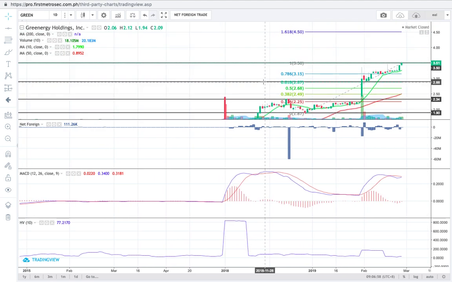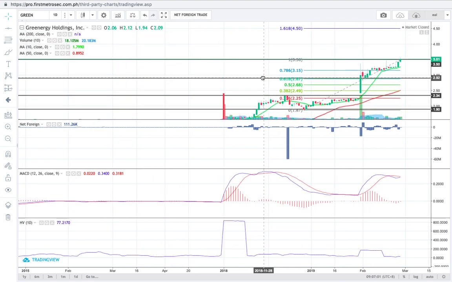So now our psychological resistance, not historical, but psychological resistance, is positioned near 4.50. That's the 161.8%, the 61.8% Fibonacci extension. So I can now say that the psychological resistance of Green is now pegged at 4.50, and the immediate support is at 2.90. So that's what I do.